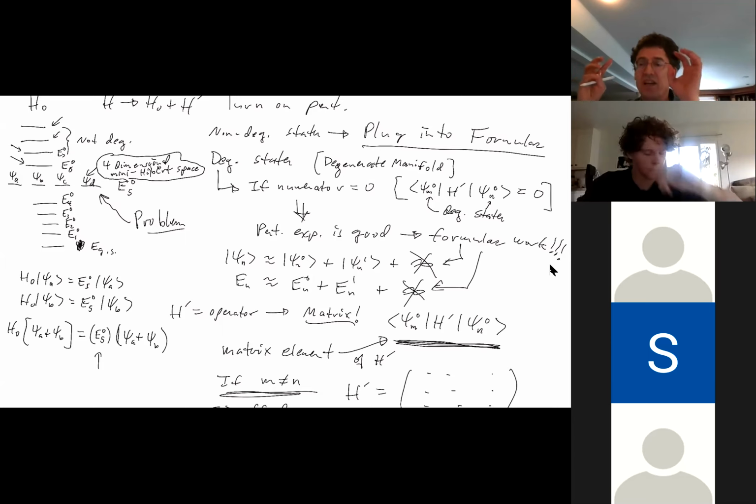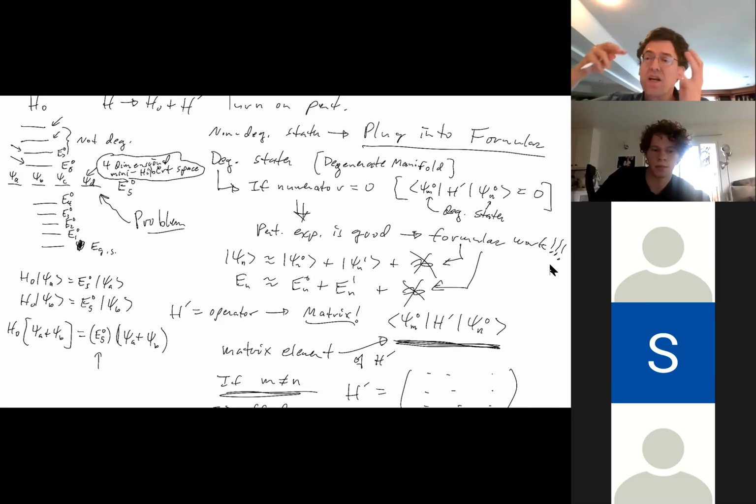That's the beautiful thing. The whole point is that if I have a degenerate manifold, then my eigenstates are somewhat arbitrary, because any linear superposition of eigenstates remains an eigenstate. What that means is that there are many different possible bases within that degenerate subspace. I could do psi A, psi B, psi D, or I could do psi A plus psi B, psi A minus psi B. I could come up with arbitrary linear superpositions.